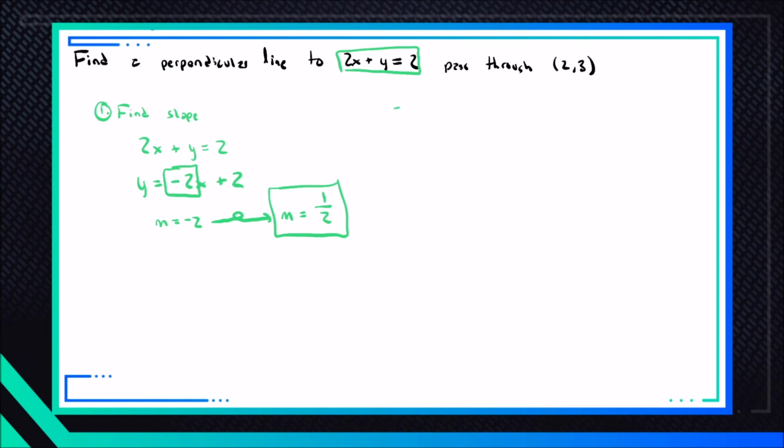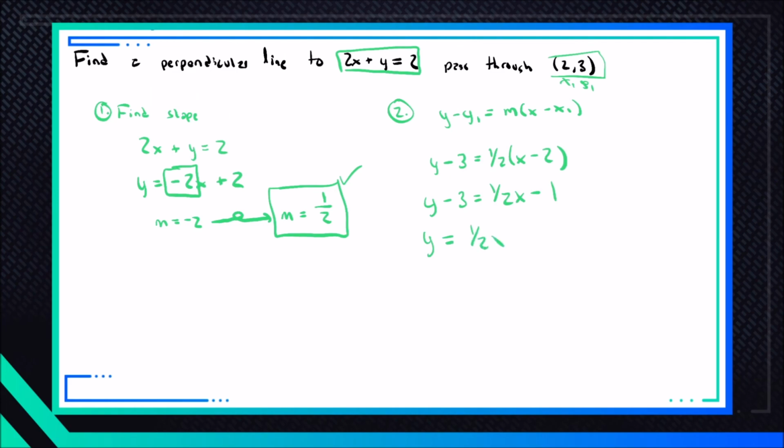Next, we're going to plug into point slope form. So y minus y1 is equal to m times x minus x1. Our m is going to be right here, and our point x1, y1 is right there. So we're going to take y minus 3 is equal to 1/2 times x minus 2. And so we're going to have y minus 3 is equal to 1/2 x minus 1. We're going to add 3 to both sides to get y is equal to 1/2 x plus 4.